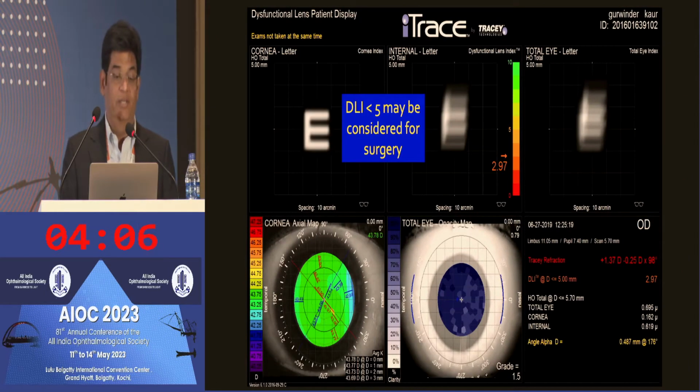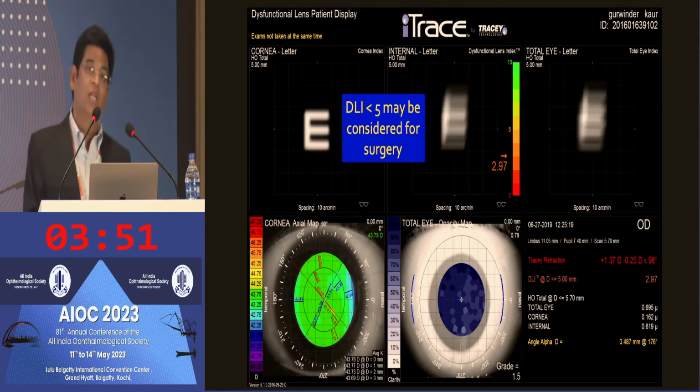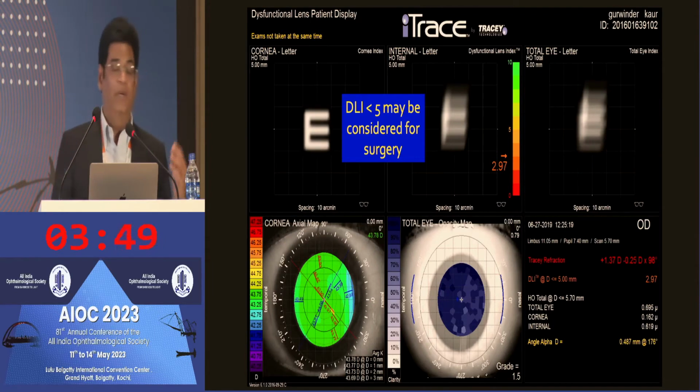So it uses certain parameters to give us one quantitative value that we can apply in a patient of cataract surgery. A DLI less than 5 may suggest that the patient may benefit significantly if the patient undergoes cataract surgery. This is not to be applied blindly on patients. There are errors, for example, high myopia or other kinds of lenticular aberrations. It will give a false reading, and we have to be very cautious while interpreting it.